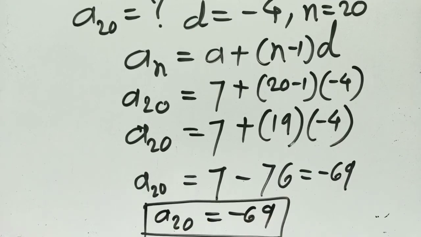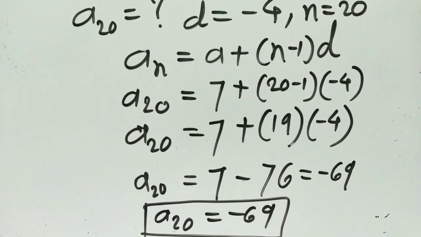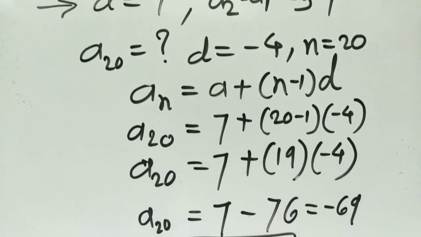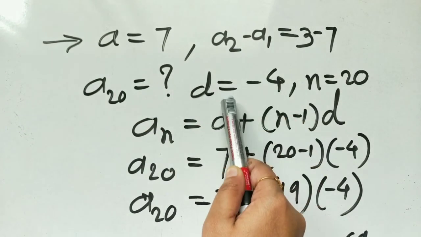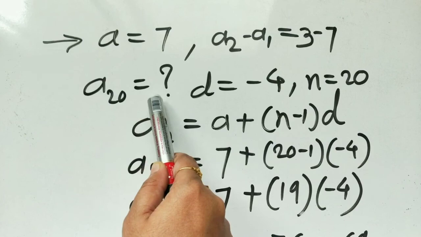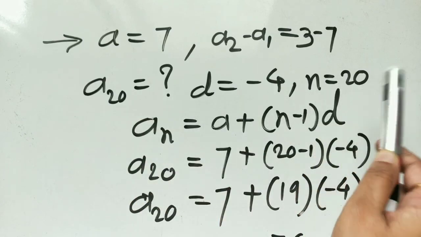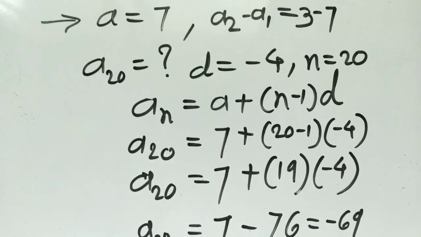This is the method to find the nth term when the sequence of an AP is given. From the given sequence, we have written all the values: the first term, the common difference, and n's value as 20, since A20 was required. So this is the basic method to solve problems based on finding the nth term when the sequence of an AP is given. I hope you have understood it. Thank you.